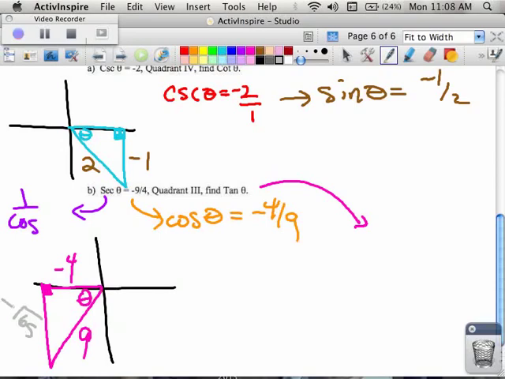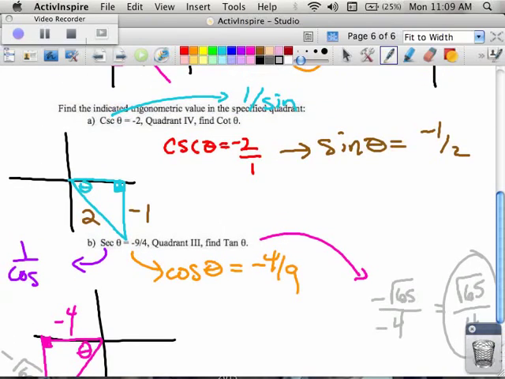Because it's in the third quadrant. It's below the x-axis. So if I want the tangent, I would have the opposite, which is -√65, over the adjacent, which is -4. And then I would simplify that into just √65/4. So this is my final answer. The key, again, to this problem was understanding that when they give you a trig function that you might not be familiar with, change it to sine or cosine or tangent, which you are familiar with.